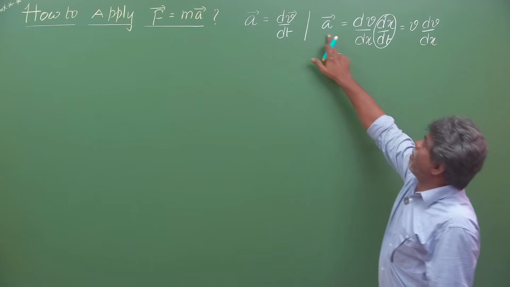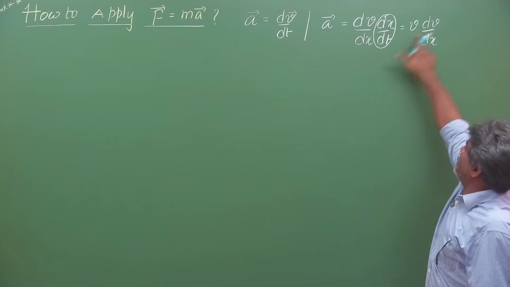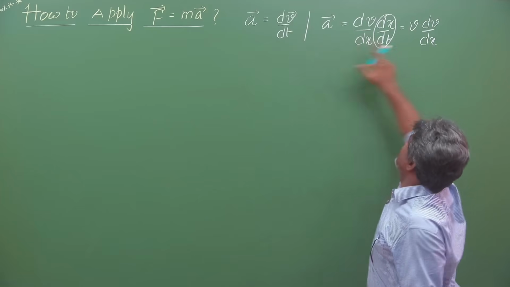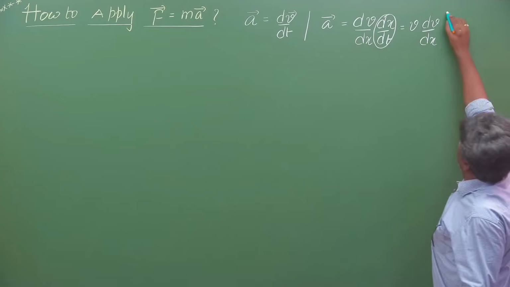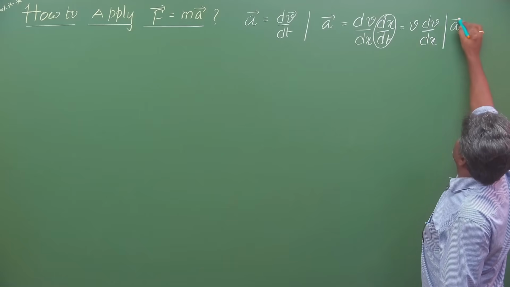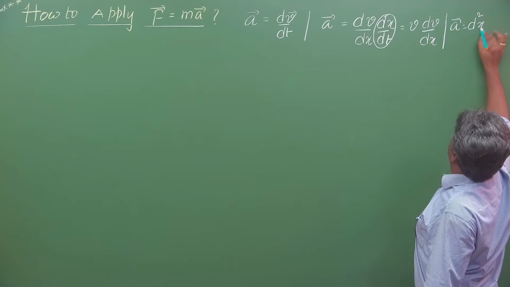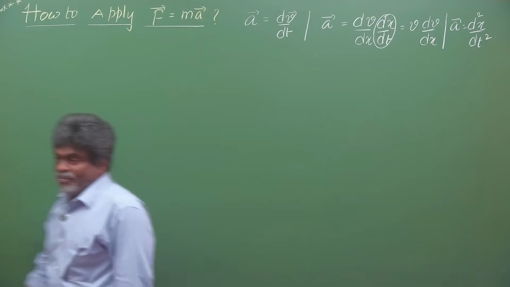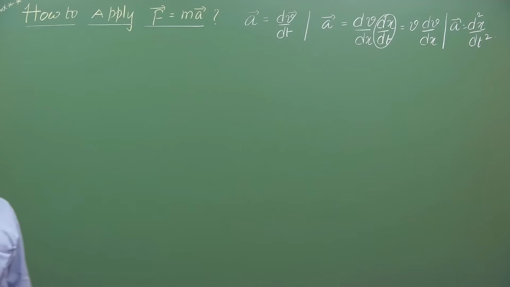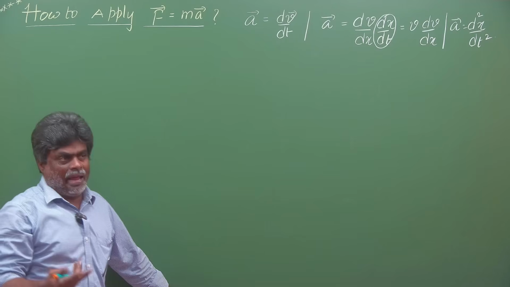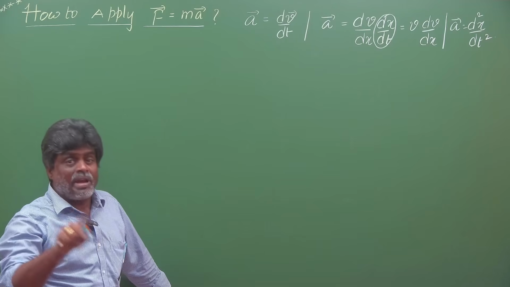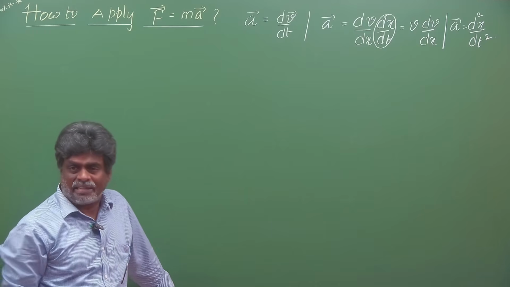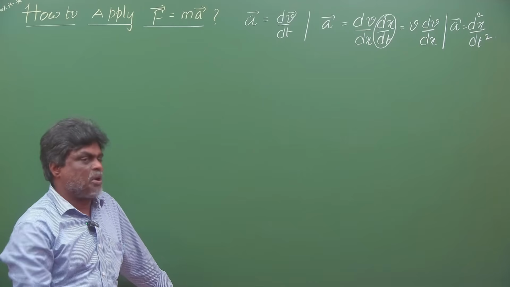So another form, A can be written as v dv by dx. Another one, acceleration equal to d square x by dt square. These are the three different forms of acceleration. Once again, A equals dv by dt, v dv by dx, and d square x by dt square. Why are these forms required?